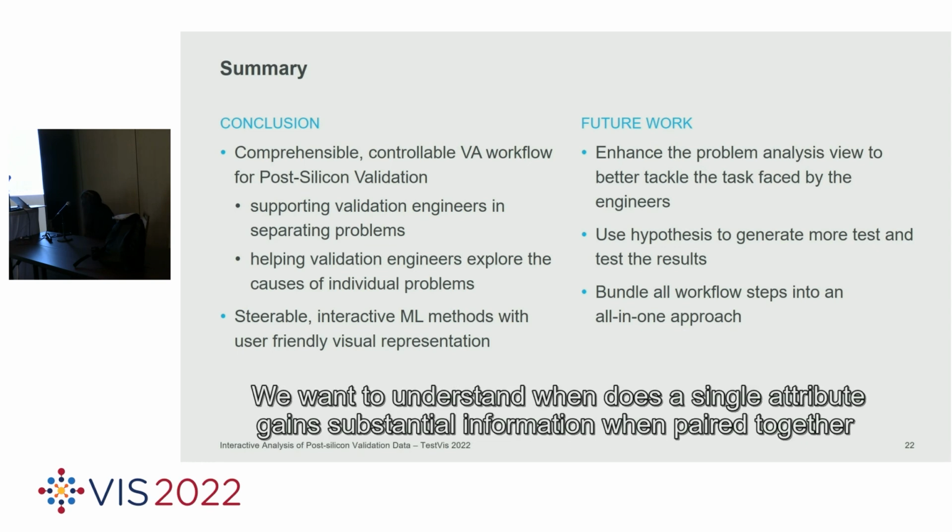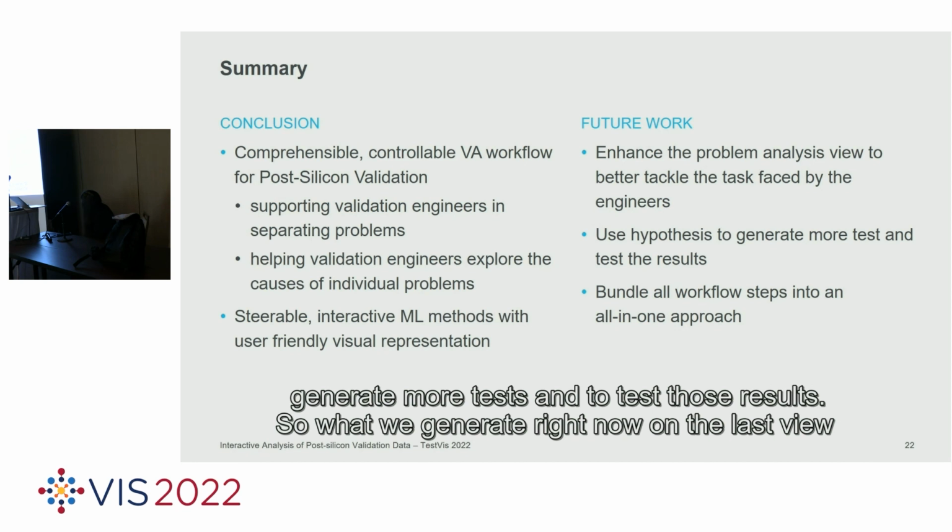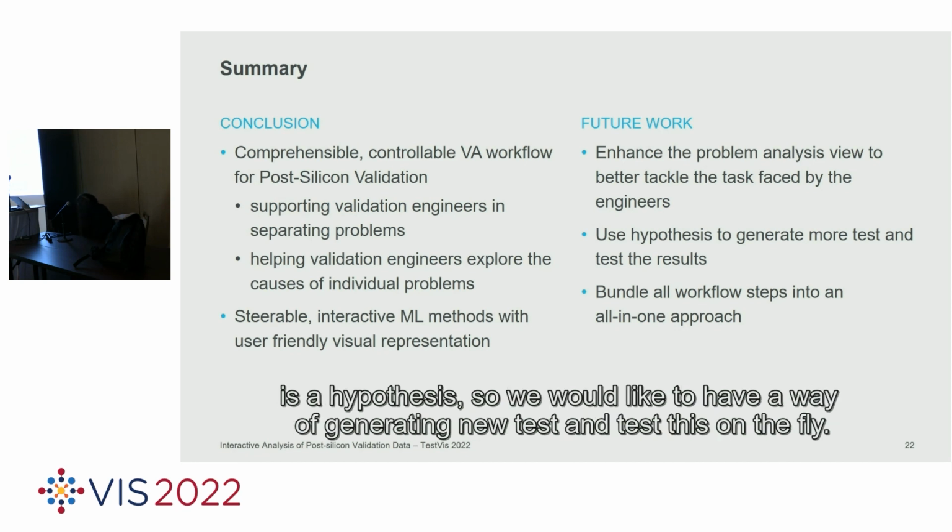We want to understand when a single attribute gets substantial information when paired together with another or several other attributes. We also want to use a hypothesis to generate more tests and to test those results. So what we generate right now on the last view is a hypothesis. So we would like to have a way of generating new tests and testing this on the fly.